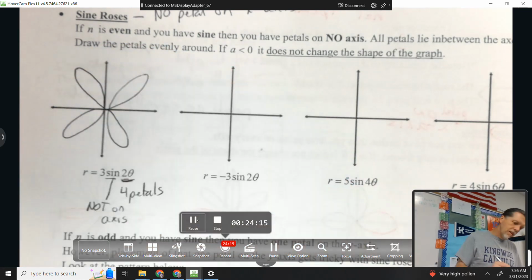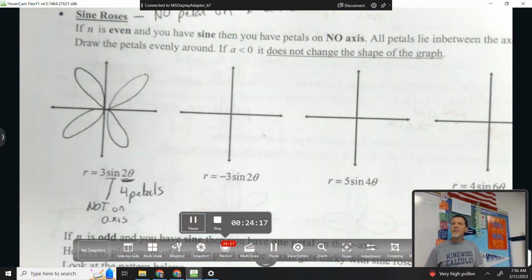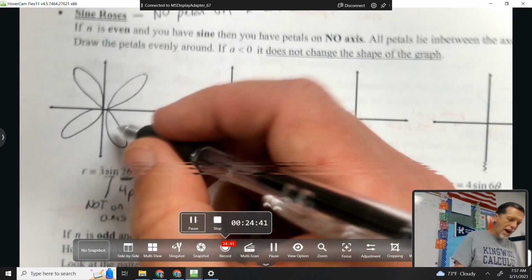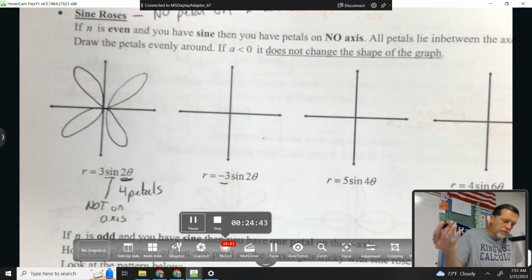Okay, that was a little rough there, but again, you get the idea. How about that next one? It's negative. So if we flip it in the y direction because it's sine, how will that change the shape of my graph? Yeah, you're like, it won't. So the negative, again, doesn't really matter for this one because if I flip it, it still looks the same.